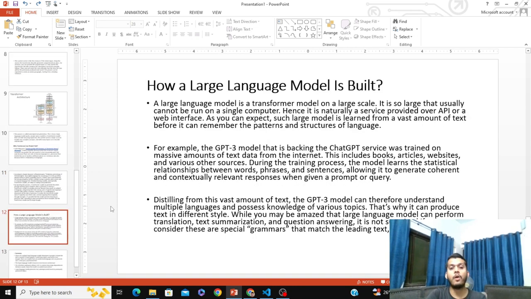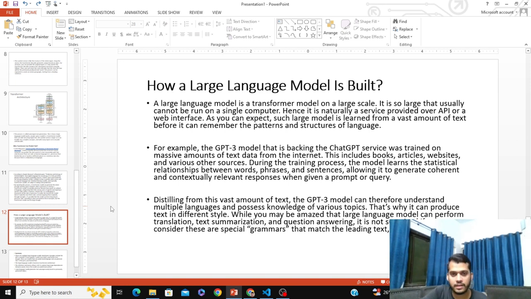Now, our large language model is built. How is a large language model built? First of all, a large language model is a transformer model at large scale. Such large models usually cannot be run on a single computer, so it is naturally a server provided over an API, an application programming interface, or a web interface.